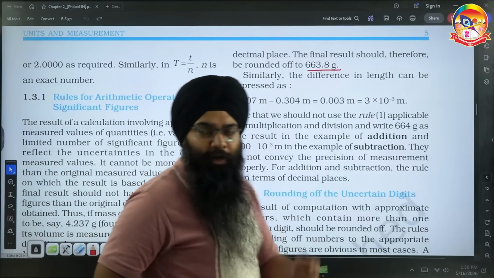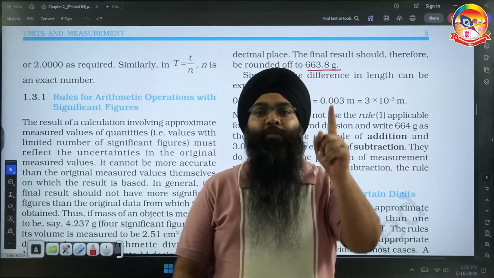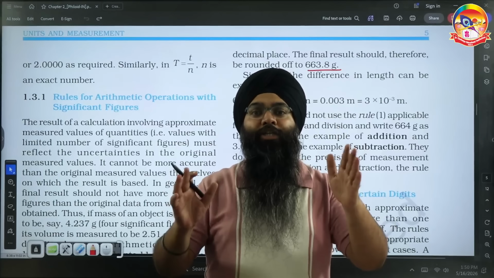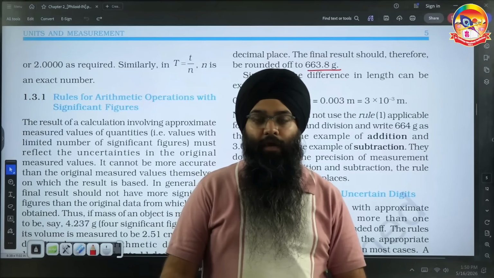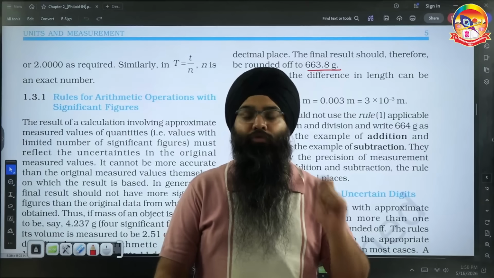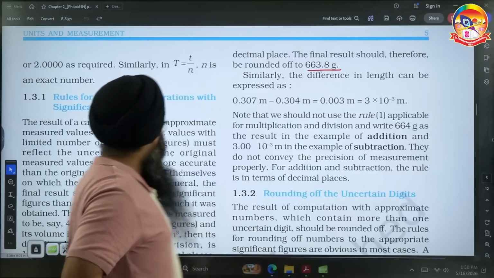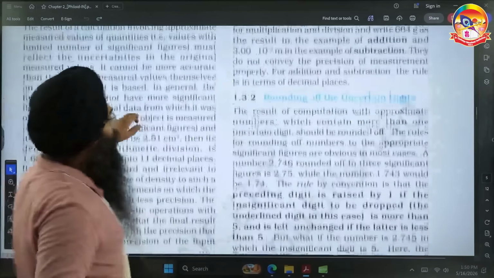I hope this is clear to you. So again, let me repeat it. Very simple, 2 rules are there. For multiplication and division, you have to only think about the least significant figures. And for addition or subtraction, you have to think in terms of least decimal places. I hope this point is clear to you.